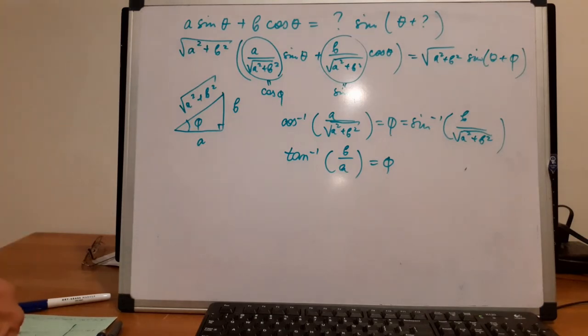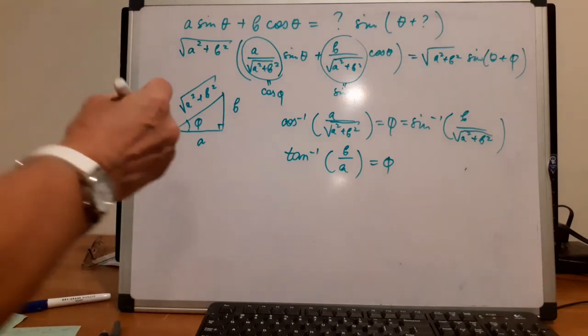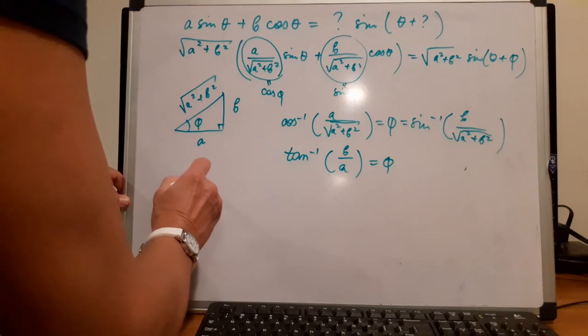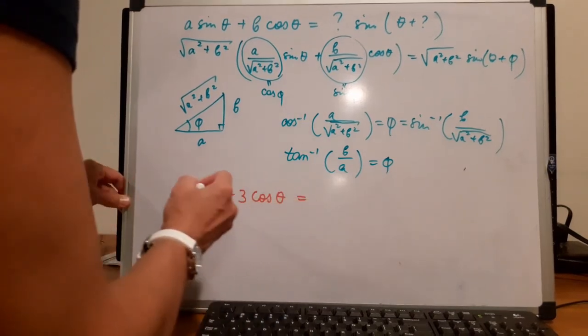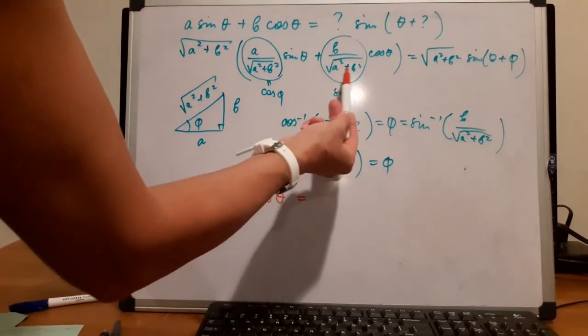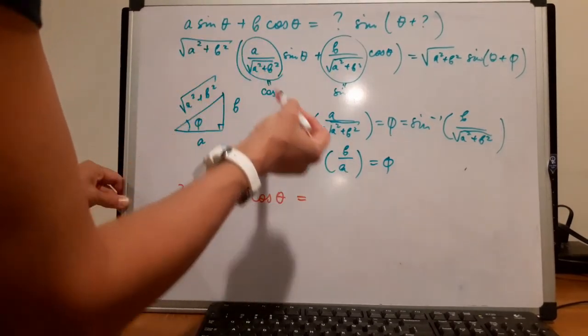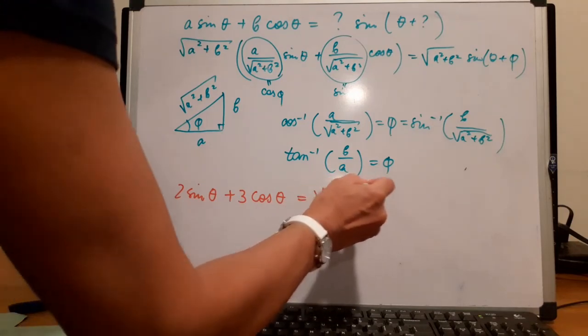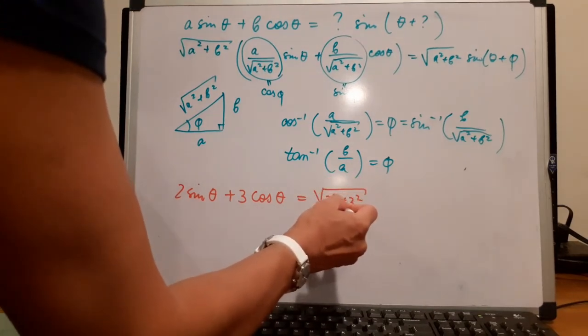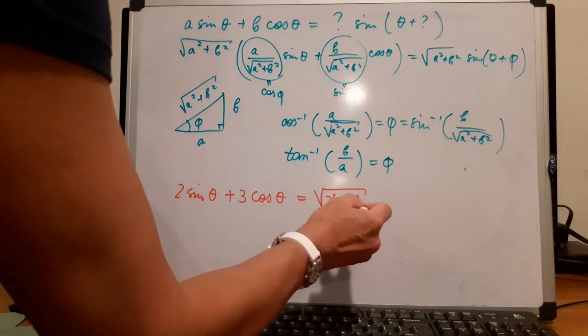I think I'm going to use 2 sine of theta plus 3 cosine of theta. So how do I make up this expression? That's a square of this coefficient and square of this coefficient. So it's a square root of 2 square plus 3 square. I know that 2 square plus 3 square is going to give me 13, right?